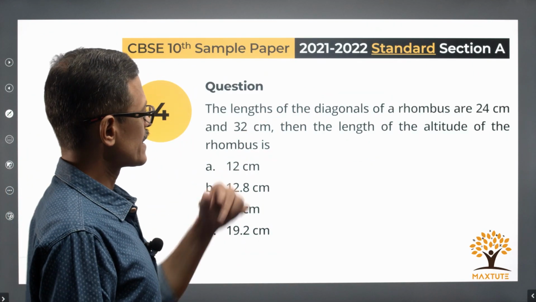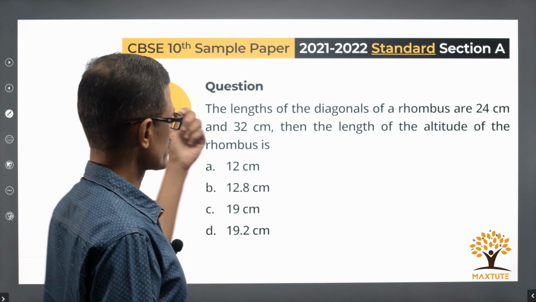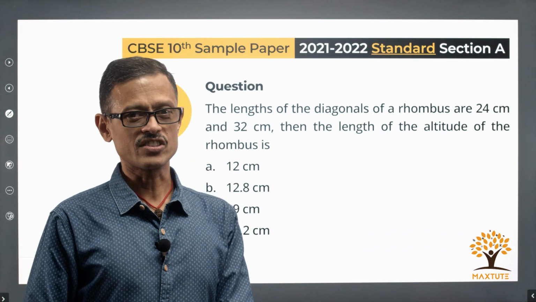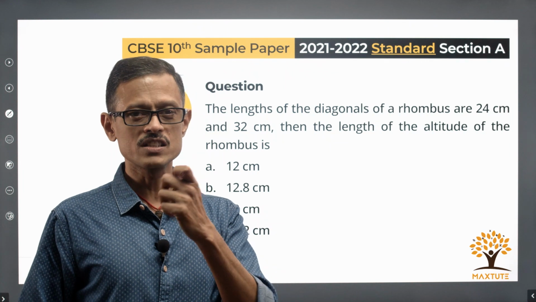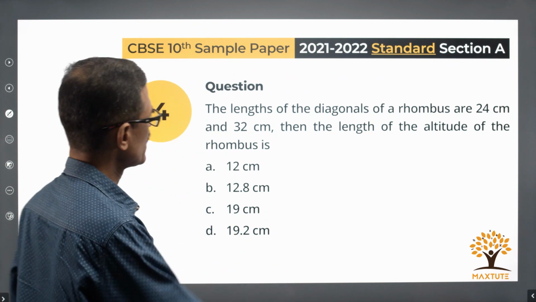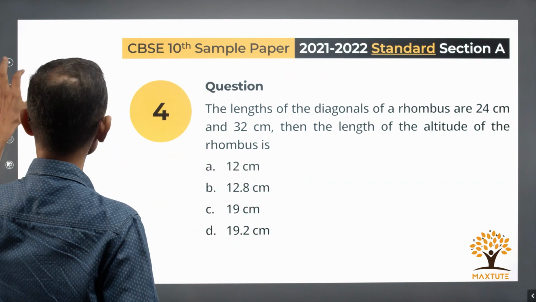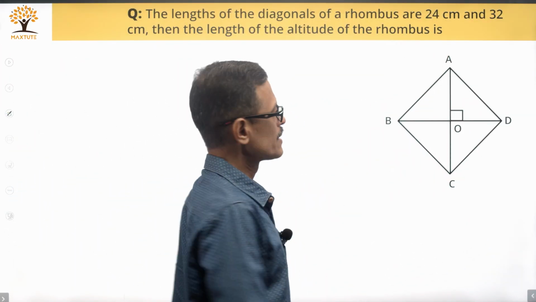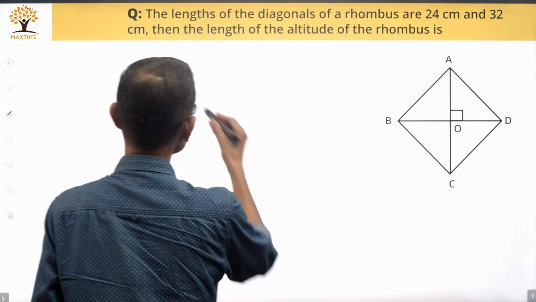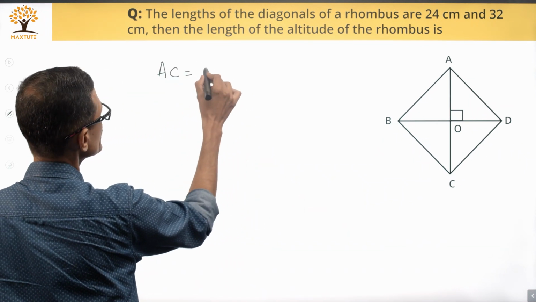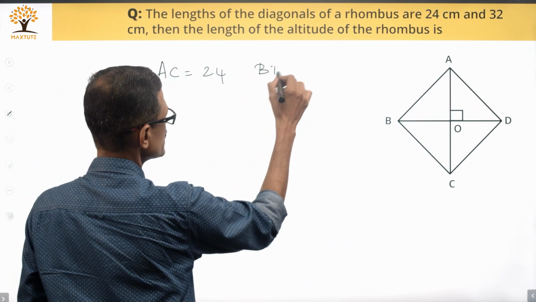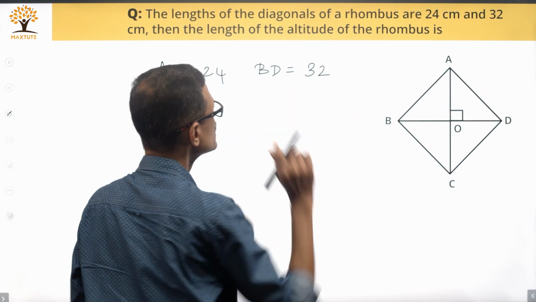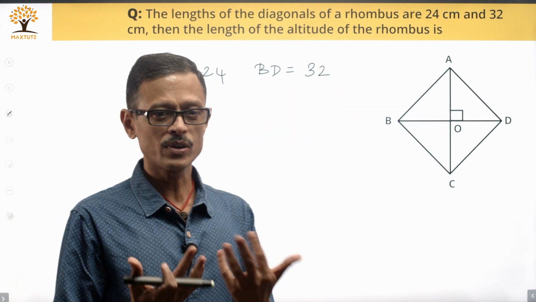The lengths of the diagonals of a rhombus are 24 centimeters and 32 centimeters. This is an interesting question, right? It has 2-3 concepts embedded in it to solve the question. Then the length of the altitude of the rhombus is what the question is asking. ABCD is a rhombus. The diagonal lengths are given. Let's say AC is equal to 24 and BD is equal to 32. We'll have to find out the altitude of the rhombus.